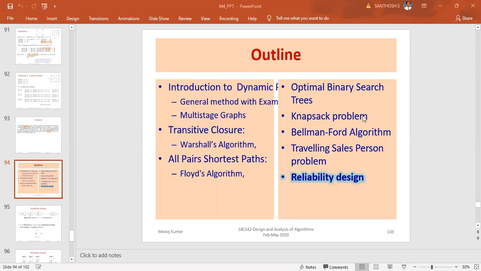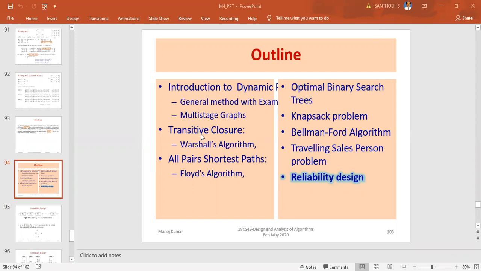Okay. So once again, good afternoon. This is the video lecture on design and analysis of algorithms. We are currently discussing module 4, that is dynamic programming. Till now we have gone through so many concepts, and now we come to our last topic, which is reliability design.